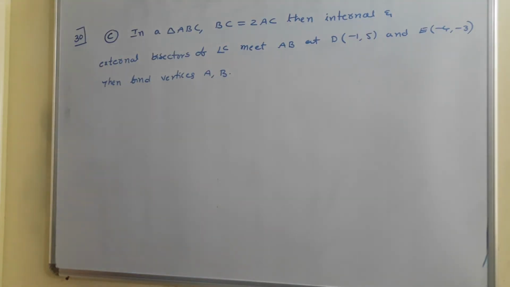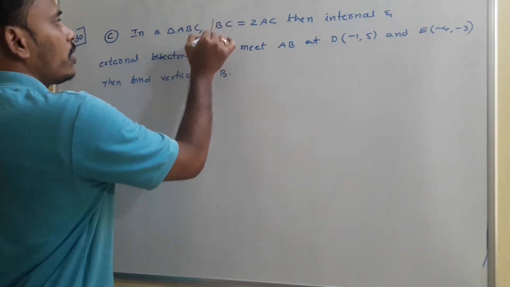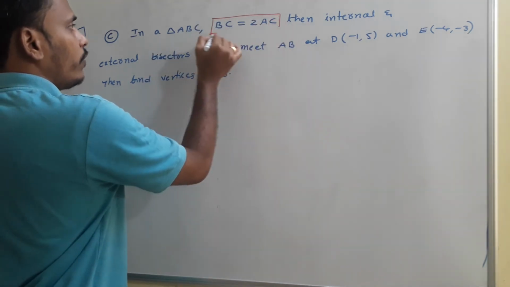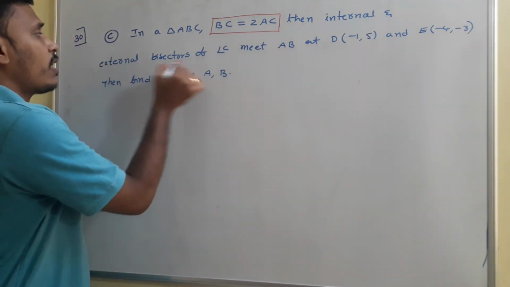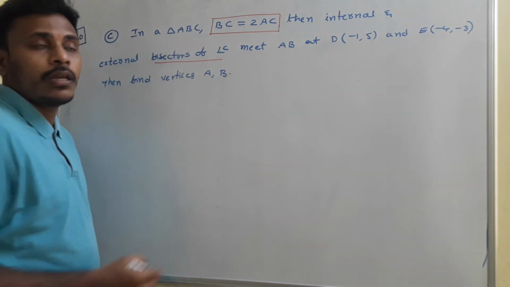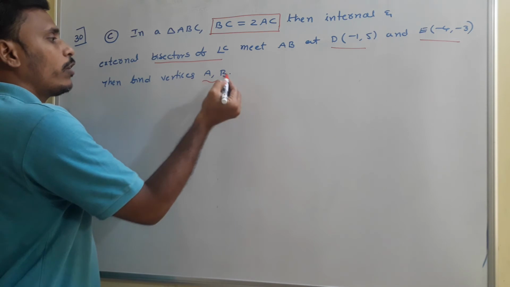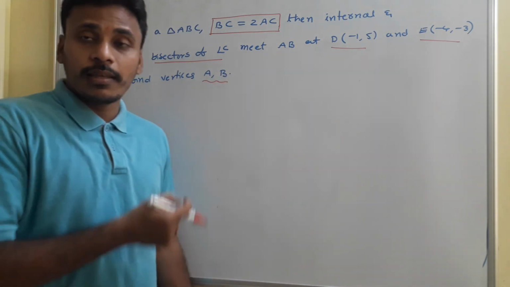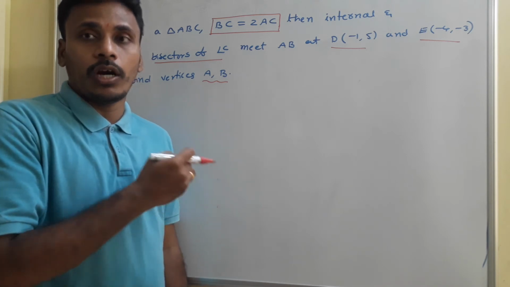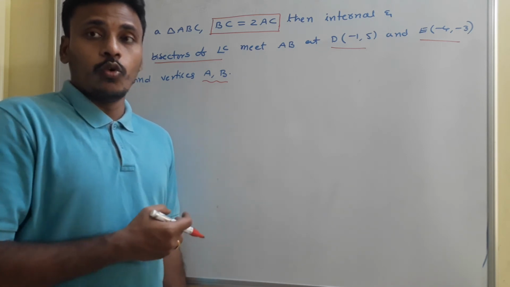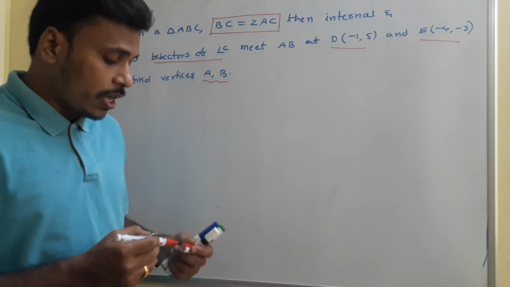So look at the problem. In a triangle ABC, BC is equal to 2AC is given. Then the internal and external bisectors of angle C meet AB at D and E. Then we need to find out AB. As I said, the problem is a bit logical and involves many concepts related to the bisector theorem as well as harmonic conjugates, and it needs initially a rough sketch.